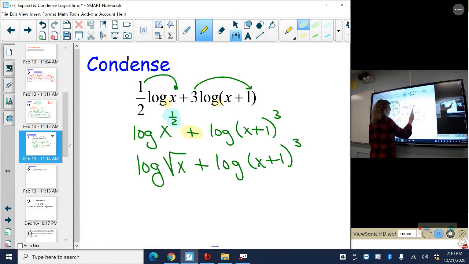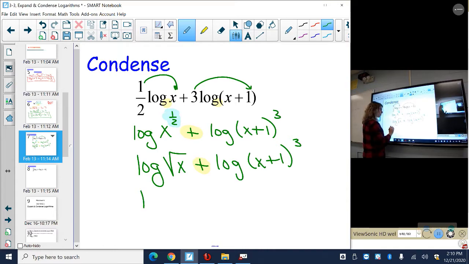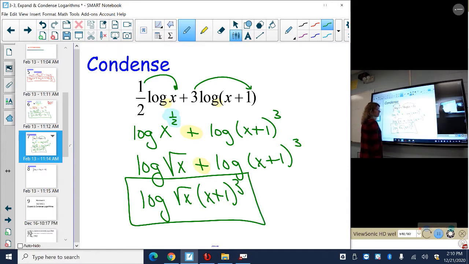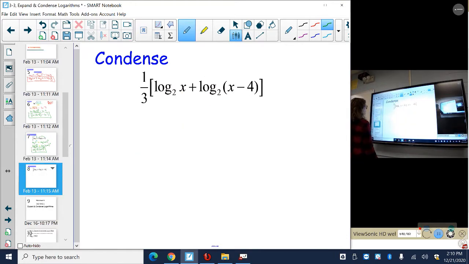And then I'm going to say, okay, well, in log world, that means addition is actually multiplication. And then I am done. I have one logarithm and everything is attached together. Okay, so let's go ahead and do this one more time.